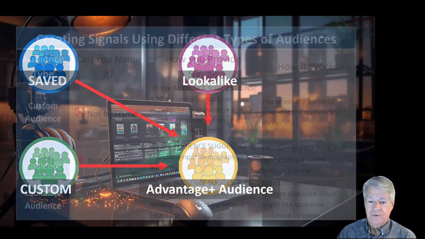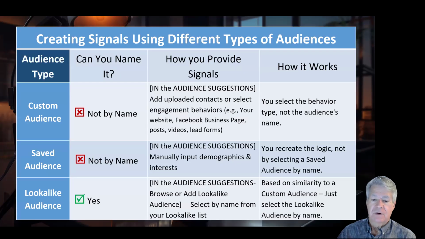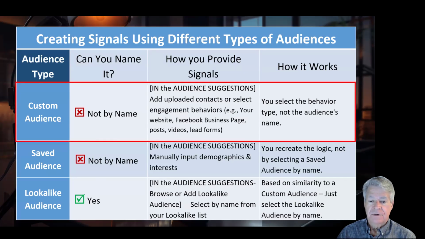Here are the rules for creating signals using different types of audiences when creating a new campaign. You can set this up in the audience section when creating a campaign. Begin by turning on Advantage Plus Audience. For custom audiences, you don't add a custom audience by name. You upload contacts from your CRM, or you select engagement behavior in the campaign setup process.